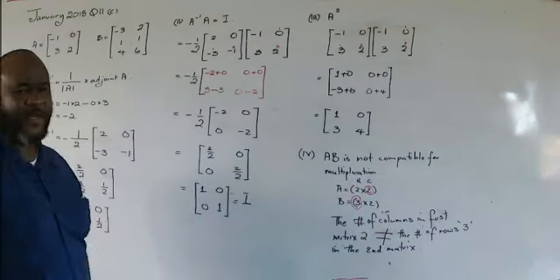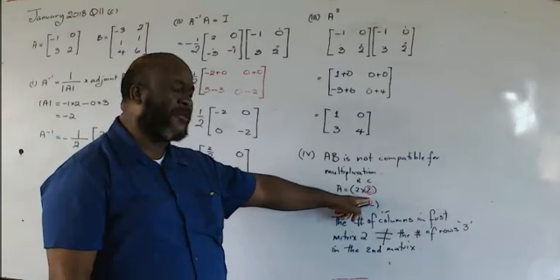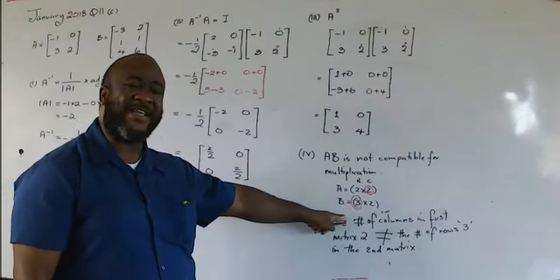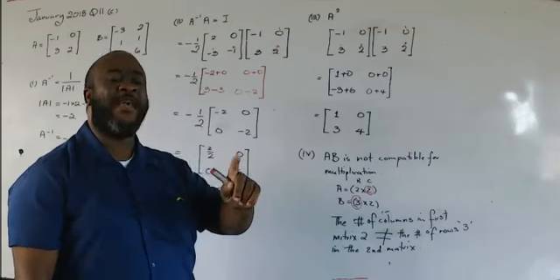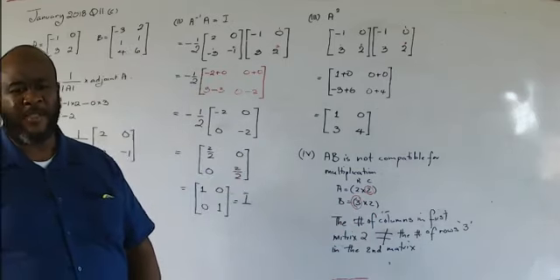The man said I should explain why. I think if you write that, that is sufficient. Two matrices are compatible for multiplication when the number of columns in the first is the same as the number of rows in the second. Here, the number of columns in the first is 2. The number of rows in the second is 3. They are not the same, therefore they are not compatible for multiplication.